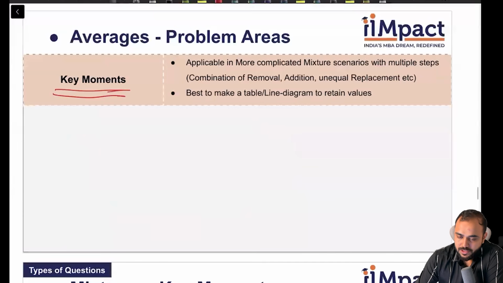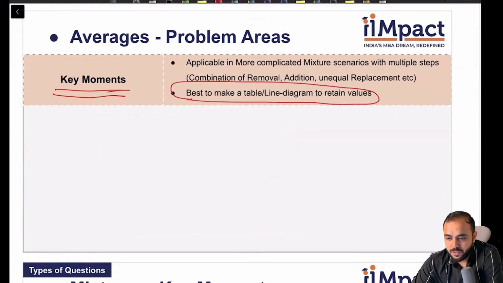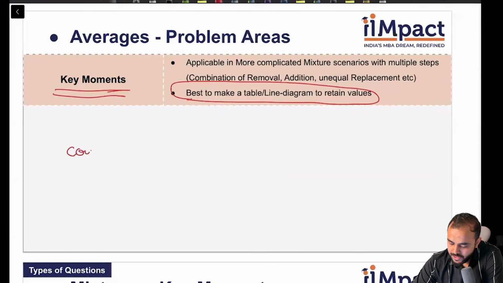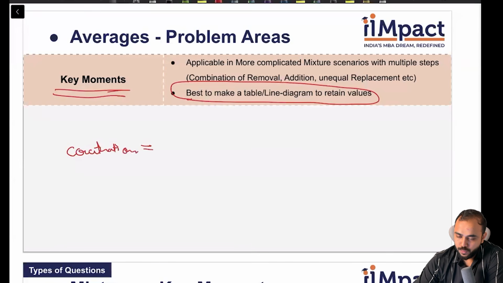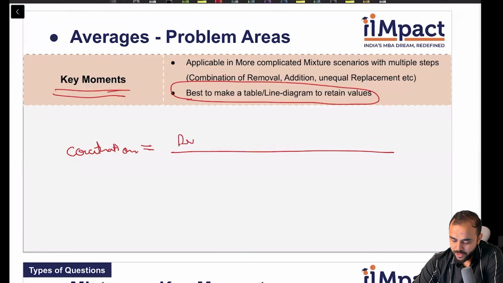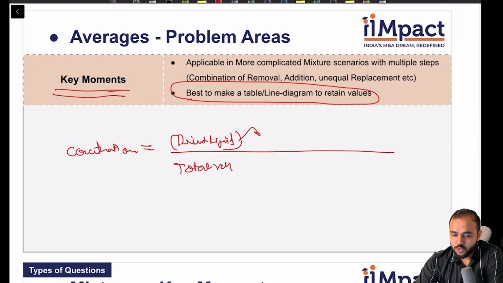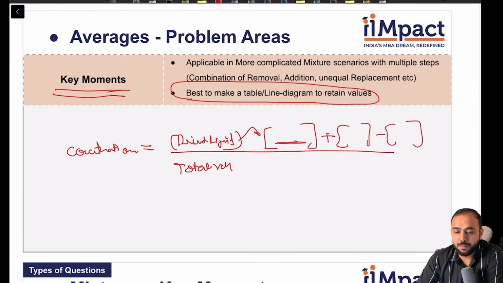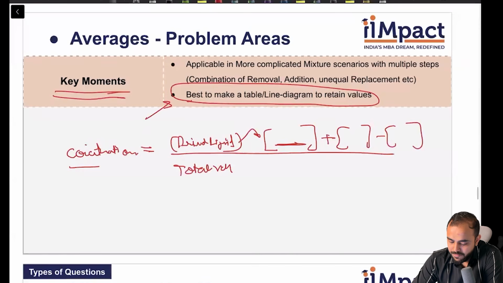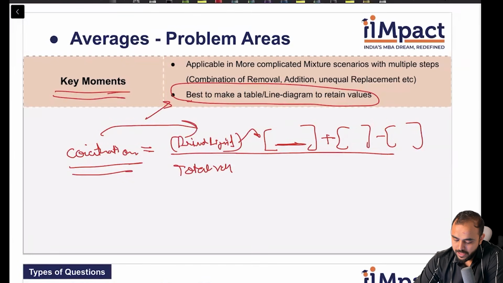Now, for key movements, make the table, make the line diagram. That is the best advice that you have for this particular situation. What you look for here is that your final concentration for anything is going to be your desired liquid divided by total volume. And this desired liquid is something that you will probably get as some addition, subtraction, combination of previous steps that would be involved here. And this is how you will find the final concentration. So you should be focused on the numerator and the denominator.